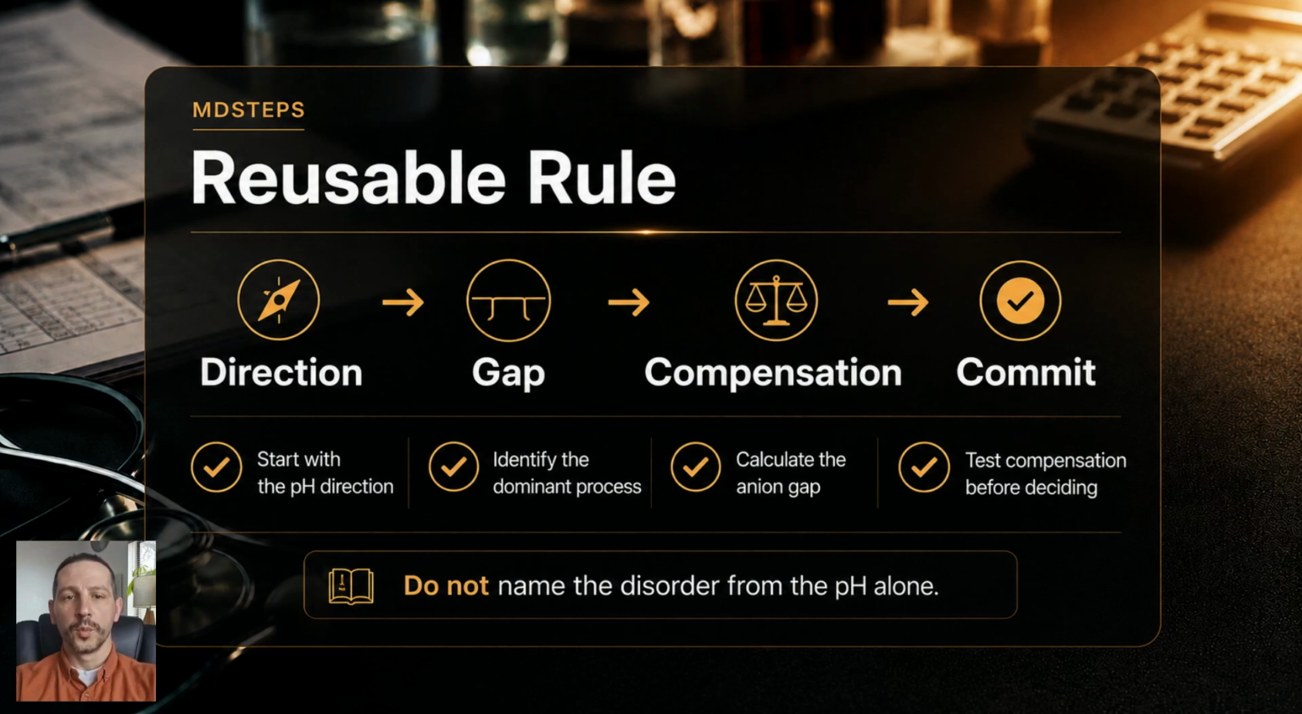Here is the reusable rule from this question. In acid-base problems, never name the disorder from the pH alone. Identify the dominant process. Calculate the anion gap. Test compensation. Then decide whether the disorder is simple or mixed. A shorter version is direction, gap, compensation, commit.